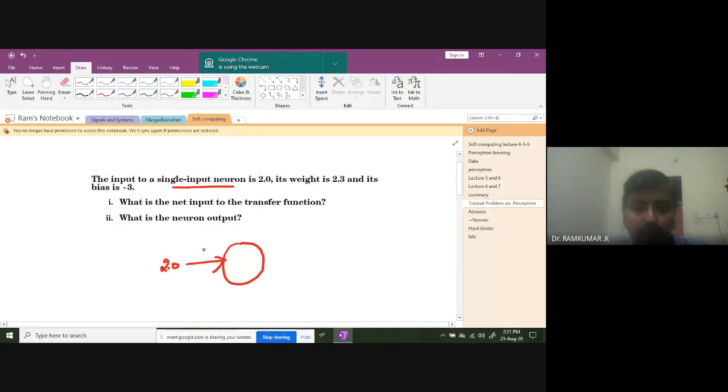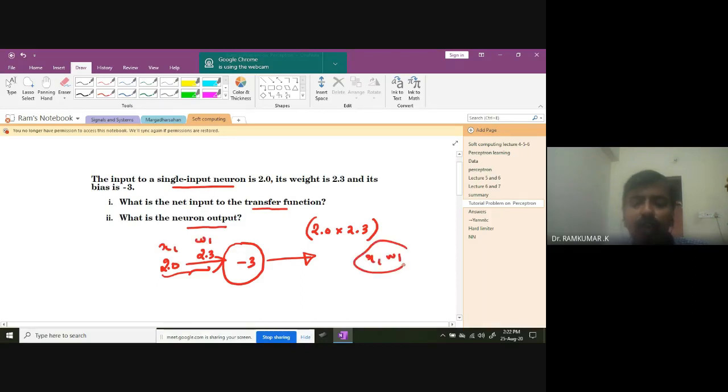Its weight is 2.3, and its bias is -3. What is the net input to the transfer function, and what is the neuron output? We generally compute 2 times 2.3. That's the net input. You multiply the input times the weight, x1 times w1. Easily you can visualize it.